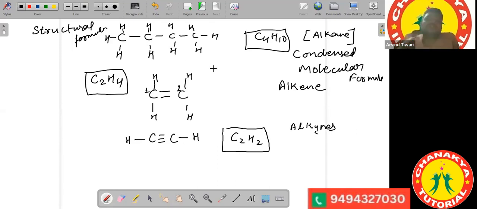That means there is some other molecular formula also. Like this one where we have written C4H10, I can write it something like this also. I will write this complete group as CH3, then CH2, then again CH2, and then CH3. So this is also the same thing. This is also a molecular formula, but this one is the structural formula. This one is the condensed molecular formula.